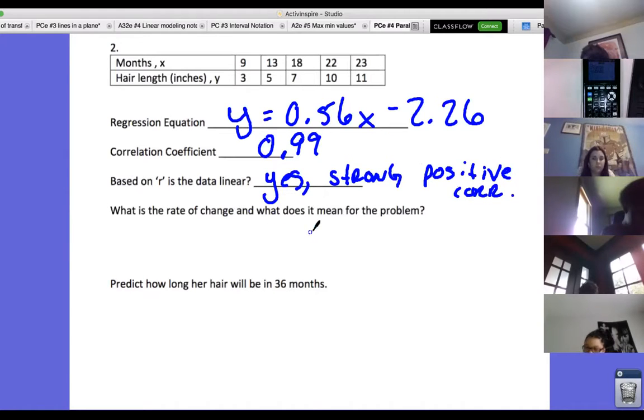What is the rate of change and what does it mean for this problem? Your rate of change is just your slope back in the equation. So this is all Algebra 1 stuff. The only thing that's new is using the calculator, and I get that. But what does that mean?